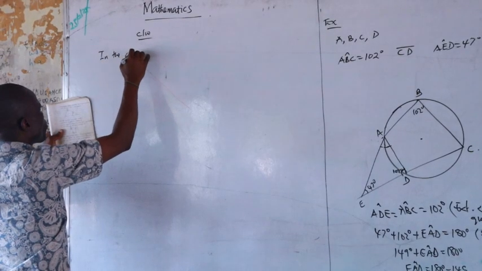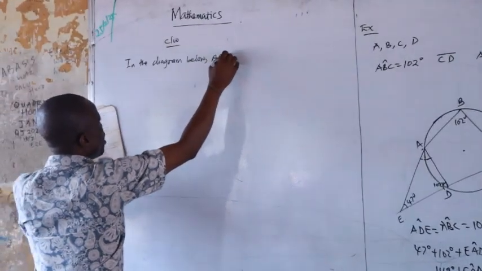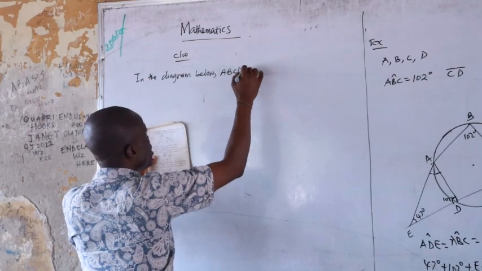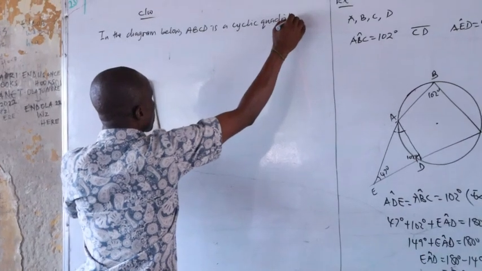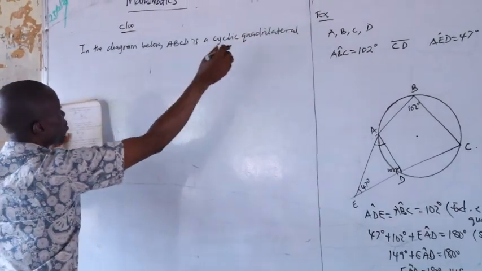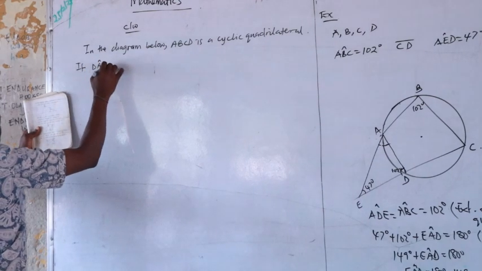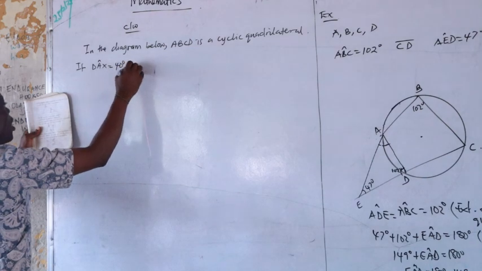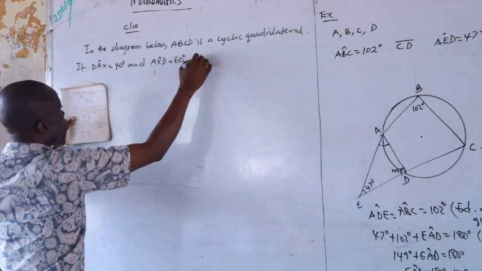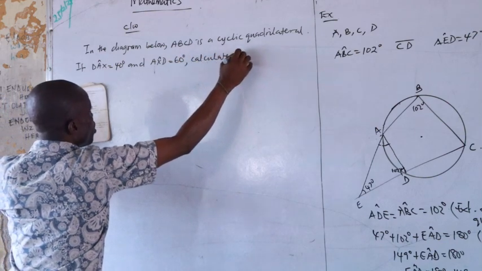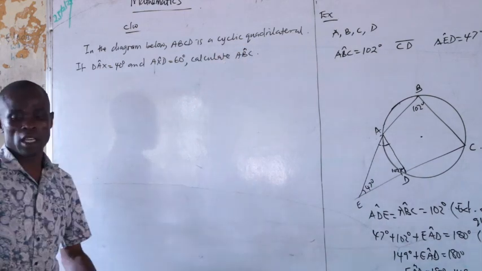In the diagram below, ABCD is a cyclic quadrilateral. If angle DAX is 40 degrees and angle ASD is 60 degrees, calculate angle ABC. Calculate ABC.